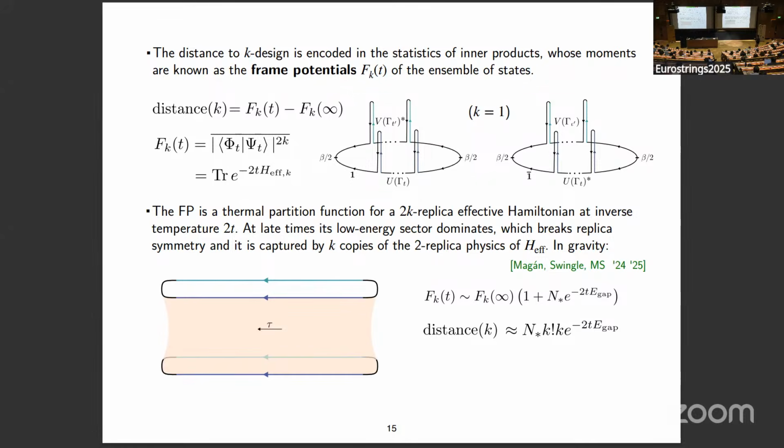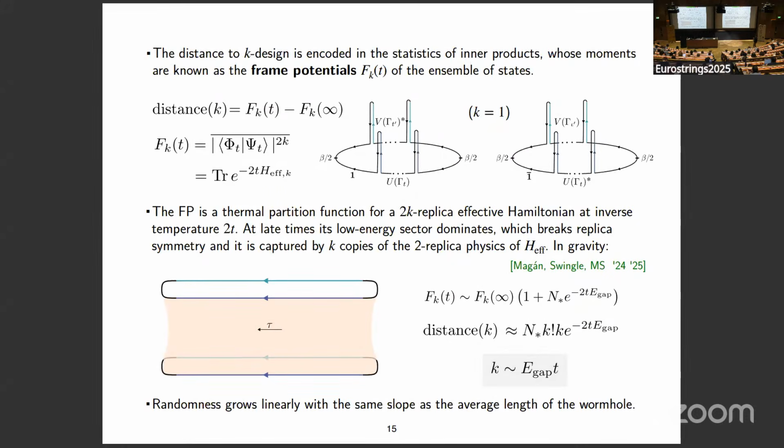And this allows us to compute the distance of the ensemble of states to a K design and show that it decreases exponentially in time. Essentially, the number of ground states scales exponentially with K because there's this K factorial. And so one can impose that eventually at some time T_K, the distance is smaller than epsilon, and so the ensemble of states becomes an approximate K design. And one can show from this formula that K for gravity grows linearly in time with the slope given by the gap of the two replica effective Hamiltonian. So this is a very general argument, but it works in gravity because of this two replica wormhole, which can be explicitly constructed.